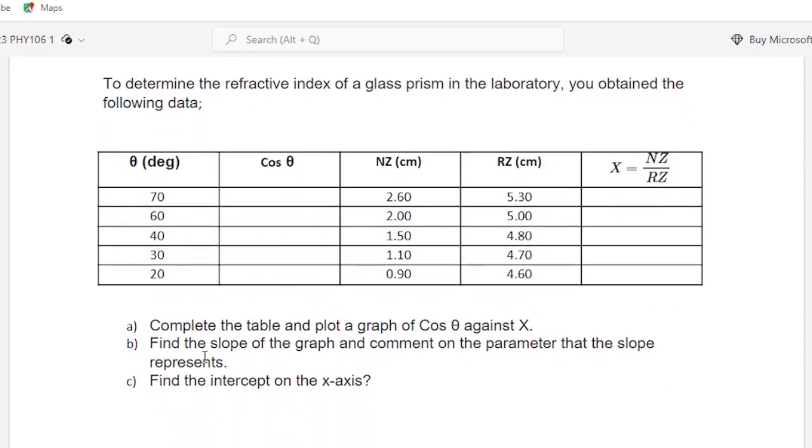The A part says, complete the table and plot a graph of cos theta against x. The B part says, find the slope of the graph and comment on the parameter that the slope represents. The C part says, find the intercept on the x-axis. All right, let's get this done.